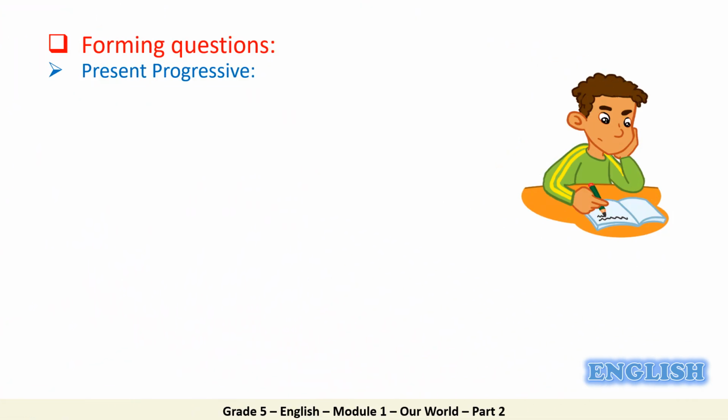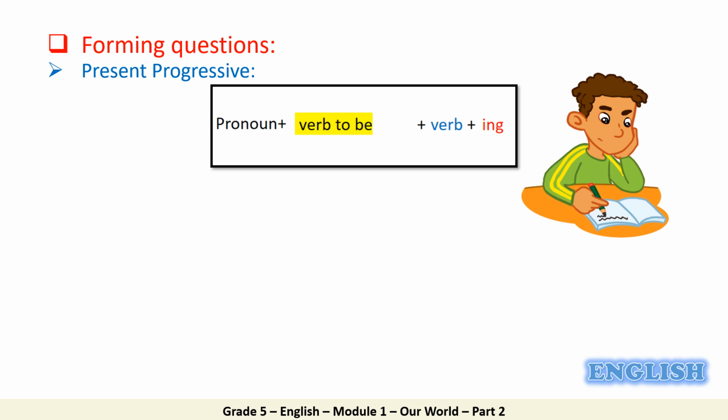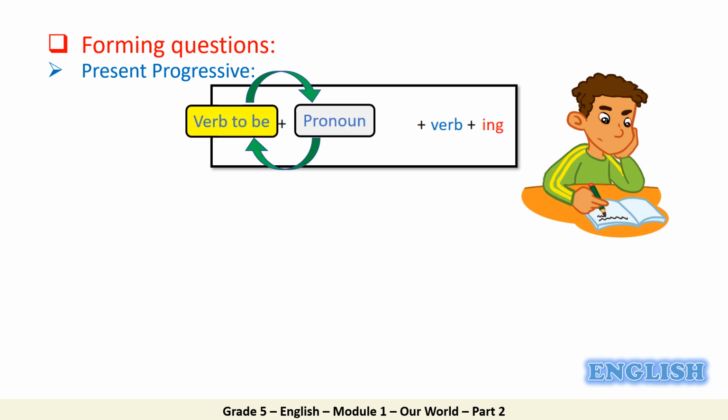Forming questions when using the present progressive tense is also very easy. Take a look at this format. This is the format of a sentence in the present progressive tense. It starts with a pronoun, followed by verb to be, and then verb plus ing. Now, if you want to form a question, all you have to do is switch the first two words together, so it will look like this. Verb to be in the beginning, followed by the pronoun and the verb plus ing at the end.